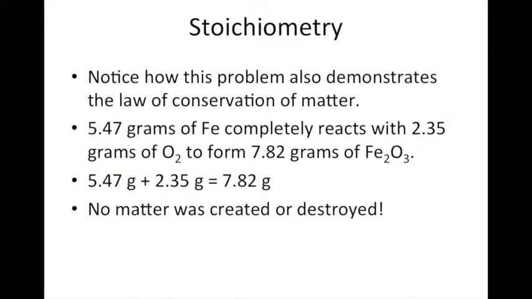One other thing you want to notice, we mentioned earlier that stoichiometric calculations are rooted in the law of conservation of matter. We said that 5.47 grams of iron will completely react. We calculated 2.35 grams of oxygen, and this will produce 7.82 grams of iron(III) oxide. If we add the mass of our reactants together, that gives us 7.82 grams, which is the mass of the product that was produced. So the sum of the masses of my reactants is equal to the total mass of products produced. Again, this demonstrates that we did indeed follow the law of conservation of matter.